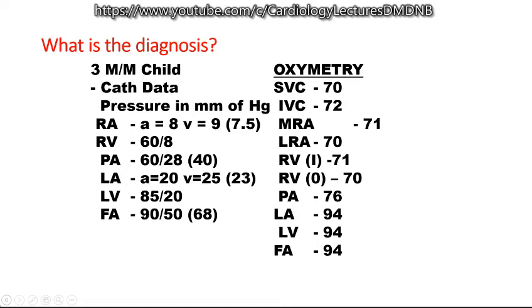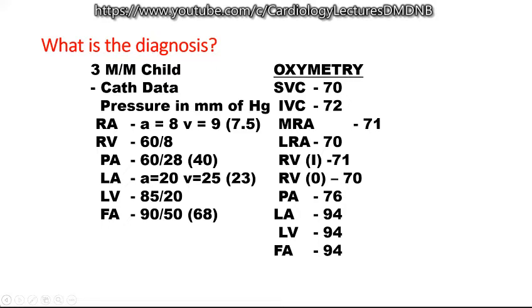SVC 70, high IVC 72, sir. So SVC is normal, IVC also normal, sir. Okay. RA middle 71, lower RA 70. RV inflow and outflow 71, 70. There is no step up to here, sir. Okay. PA is 76.